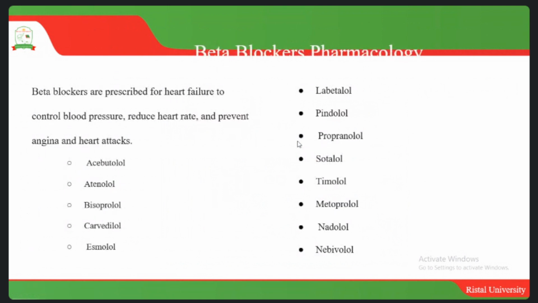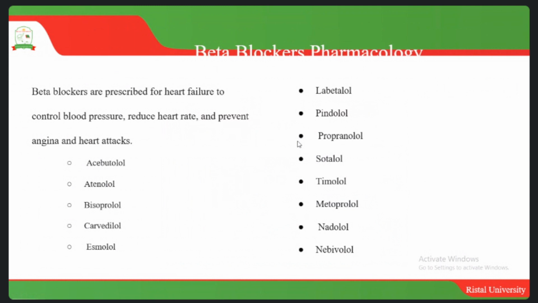So let's look at the beta blockers. The beta blockers are prescribed for heart failure to control our blood pressure and to reduce the heart rate and prevent angina and heart attacks. So these drugs prevent all this due to heart failure. So they try to prevent this kind of conditions or this kind of signs. These are also signs and symptoms that these patients with heart failure present.